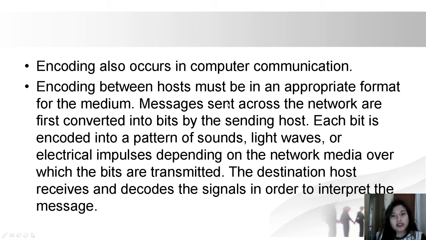Messages sent across the network are first converted into bits by the sending host. Each bit is encoded into a pattern of sounds, light waves, or electrical impulses depending on the network media over which the bits are transmitted. The destination host receives and decodes the signals in order to interpret the message.